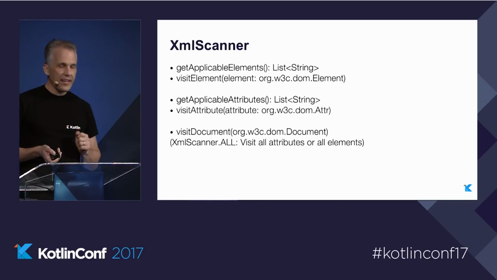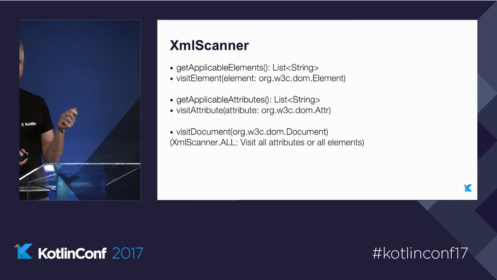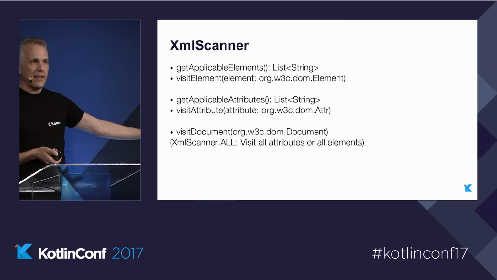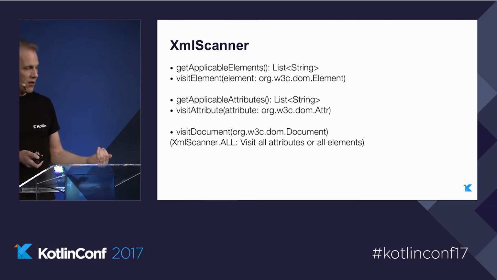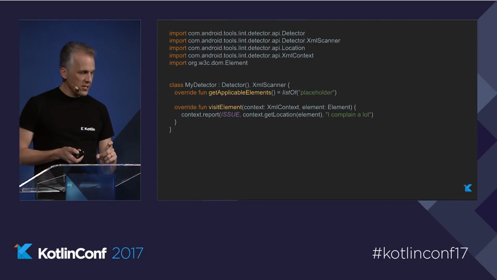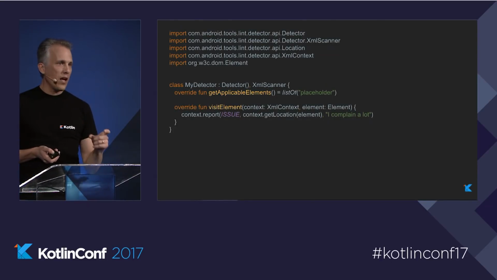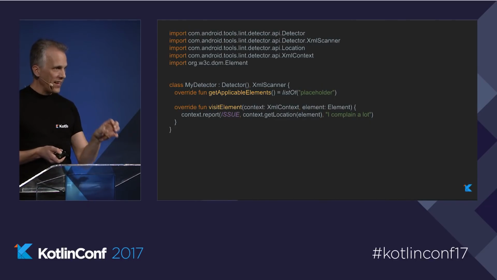So let's take a look at the XML scanner. So this basically lets you tell Lint that you care about this set of tag names. And Lint will then call your visit element method for that tag. Similarly, there's a way to tell it which attributes you want to be called back for, or potentially you want all. So here's our detector again. Now we're saying that we don't ever want to see a tag name placeholder. If we do, we're going to report an error, not on the file, but on that specific element.